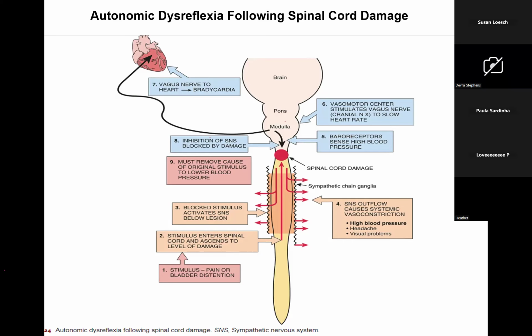And in order to lower the blood pressure here, we would have to remove the cause of the stimulus. So in order to fix this person, we're going to have to undistend that bladder. So empty that bag, get rid of that bladder distension, or if it was caused by pain, we would have to treat that pain, get rid of that pain. The blood pressure is going to go up really high. The heart rate is going to go down. And that's a problem. We're going to have to treat it.